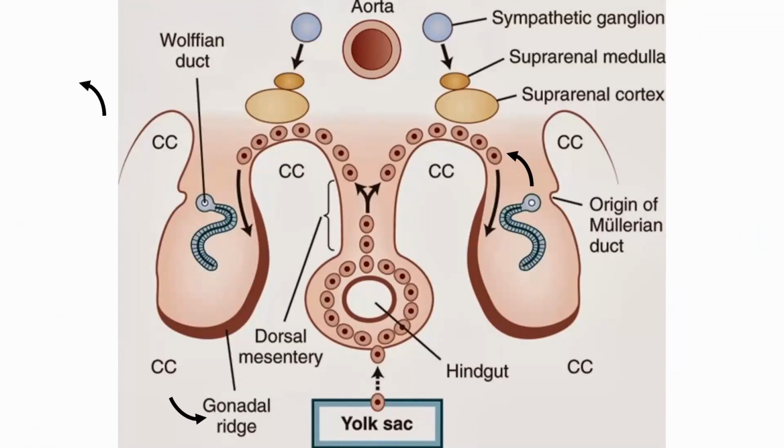the genital ridge. Here is the yolk sac, and the primordial germ cells travel along the hindgut, the beginning of the large intestine, and they move around, and once they reach the midline, some will go to the right and some will go to the left and settle down in the genital ridge or the gonadal ridge.